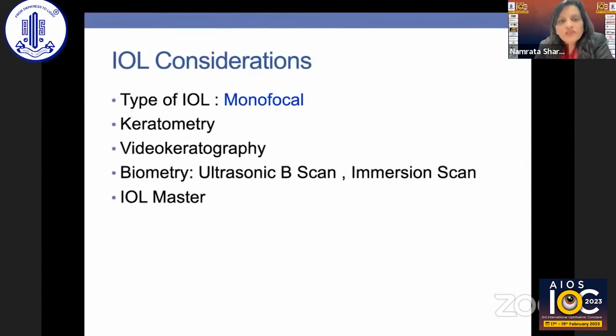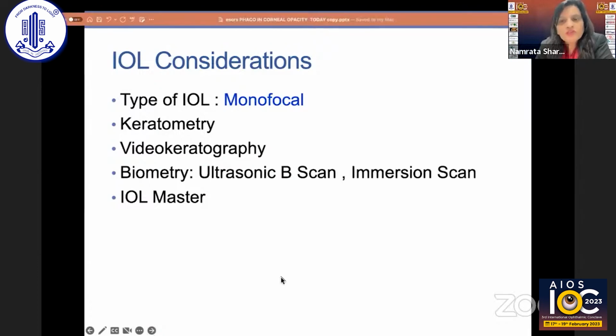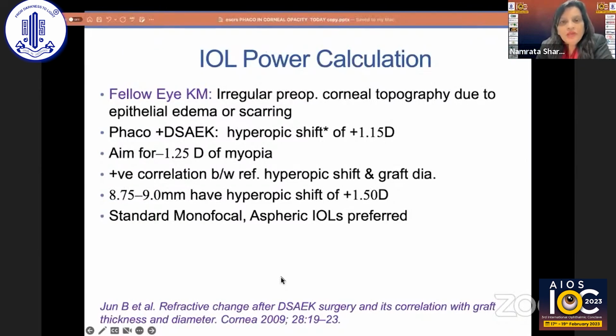In all these cases, we generally prefer to put a monofocal intraocular lens. The keratometry, video keratography, is often difficult. So in these cases, we use a standard K. For biometry, either ultrasonic B scan or immersion scan can be done, but IOL Master often is not possible in these cases. And of course, for the IOL power calculation, if you're doing a DSEK triple, you would account for the hyperopic shift. And likewise for DMEK, where only a slight amount of hyperopia is aimed at.